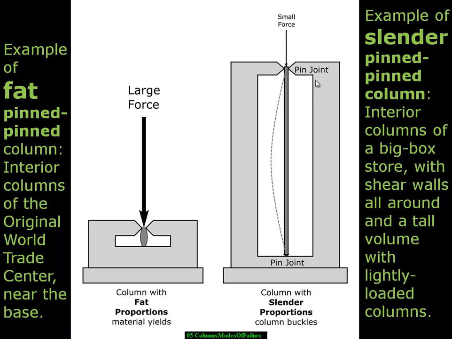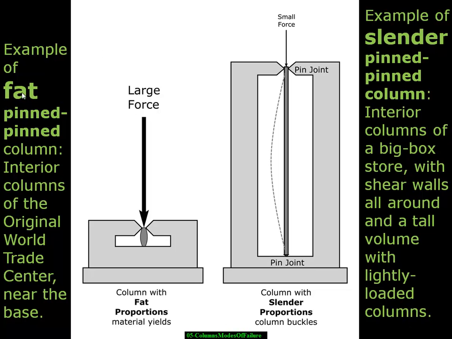We call this a pinned column. And of course, if you don't restrain it with something else at the top, a pinned column just falls over of its own accord. So we sometimes say a pin column with no sway at the top, but we usually don't add that terminology because we understand that a pin column will fall over if it's not properly restrained against sway. A classic example where we might see a slender pin column is one of the interior columns of a big box store, which typically has shear walls all around, which handle any kind of lateral forces like wind or seismic. And there's a tall volume inside with lightly loaded columns because the columns are only carrying the roof load. So we have tall or long columns and light loads. So they tend to be fairly small in their lateral dimension.